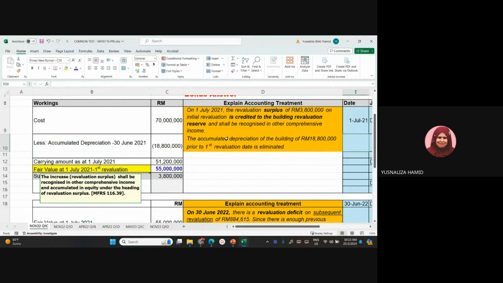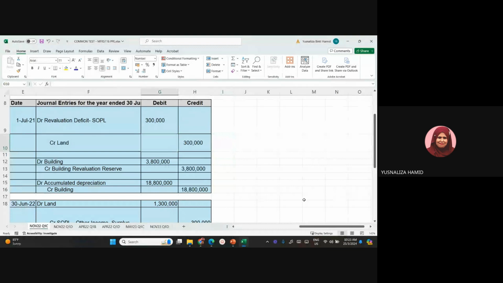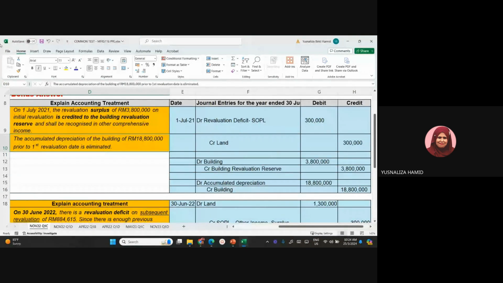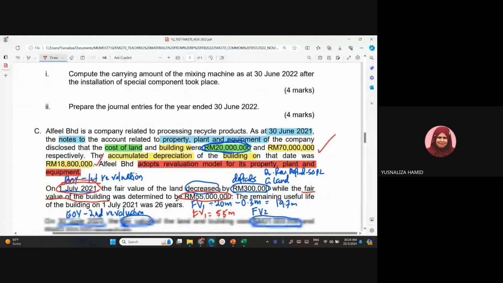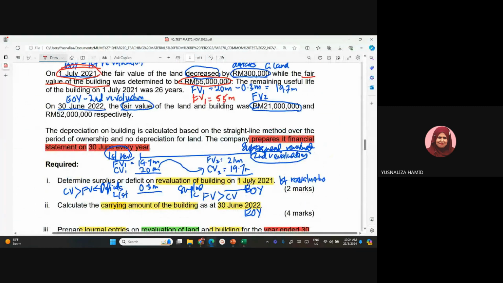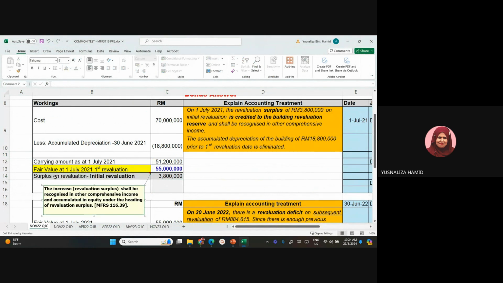The first one, I have prepared the journal for you on 1st of July 2021. This is also answering the part relating to requirement C. Before that, you answered the requirement on revaluation of the building. So you have already found out it was a deficit. So you have answered this part when you do this. So this one, 3.8 million, and this 3.8 million is the deficit.